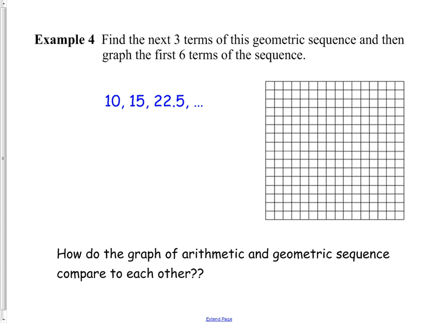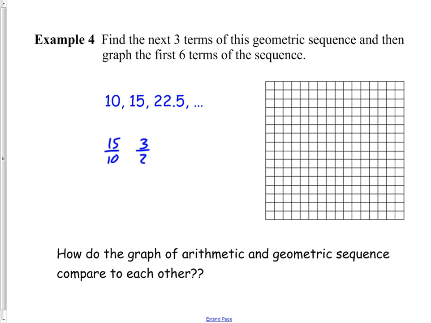So let's look at this geometric sequence here. Find the next 3 terms of the geometric sequence, then graph the first 6 of these. So what is the geometric sequence here? Well, it looks like I'm going to take the ratio 15 over 10. That's going to be 3 over 2. So the scale factor here, what I'm multiplying by each time, is 3/2.